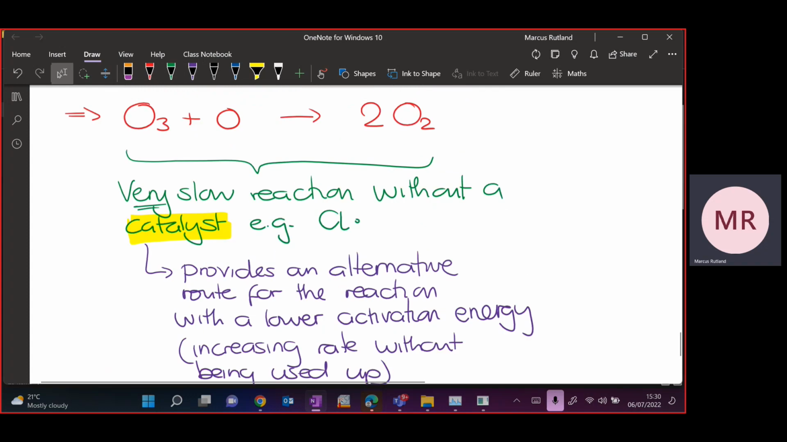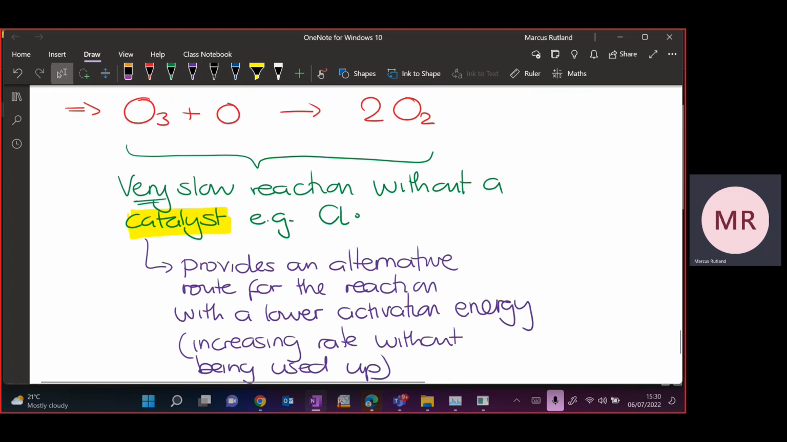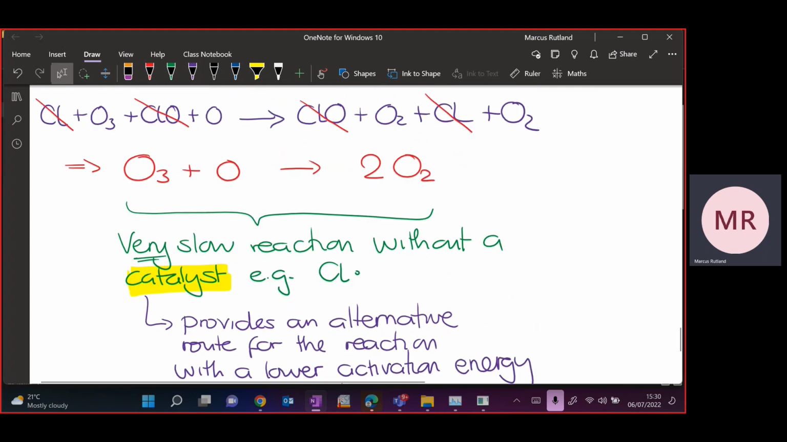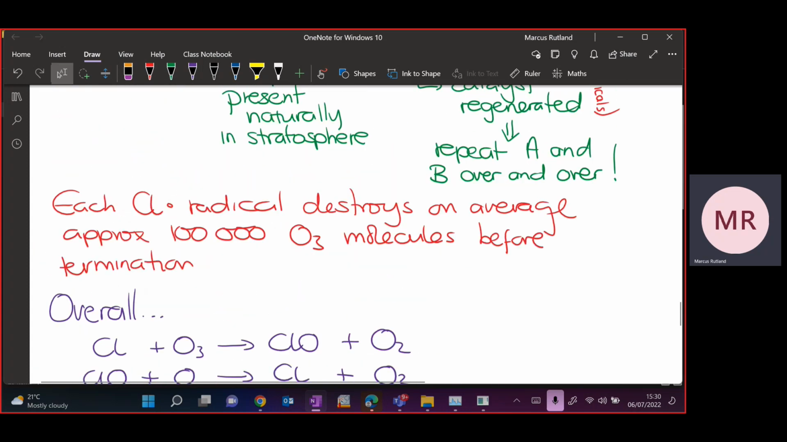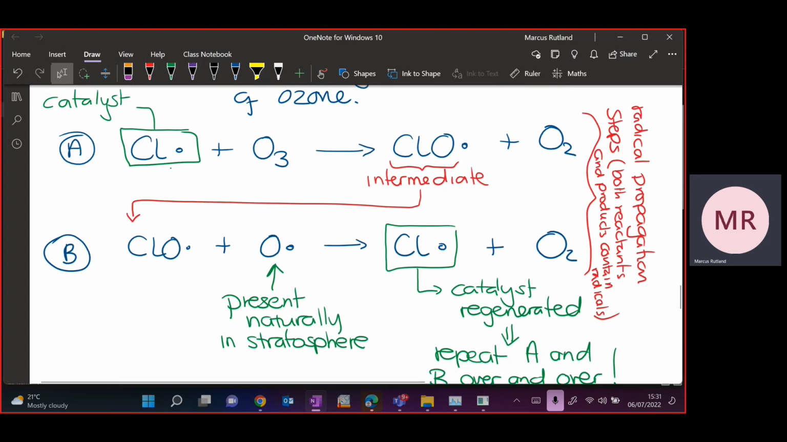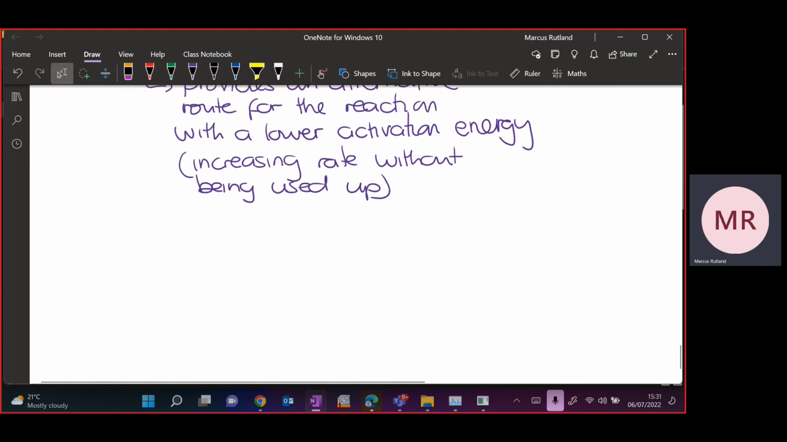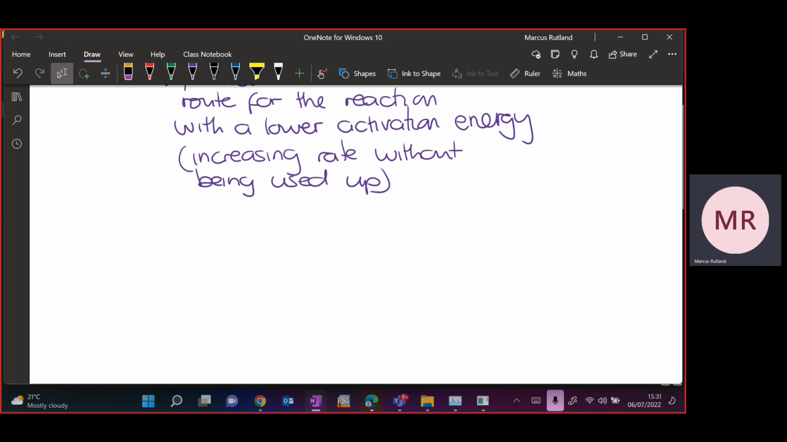So this is a perfect example of that. If you think about it, if the reaction that's being catalyzed is the O3 plus O going to 2O2, the chlorine radicals provide an alternative route, i.e. those two steps, A and B. And that then makes the reaction happen much faster than it would otherwise. And the reason for that is it has a lower activation energy. You should be able to illustrate that.